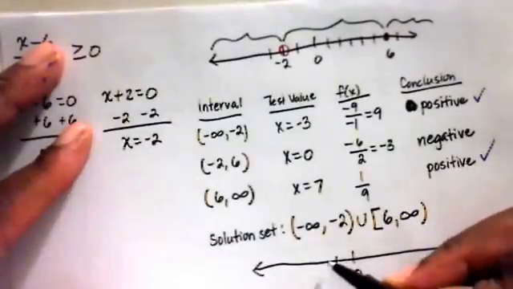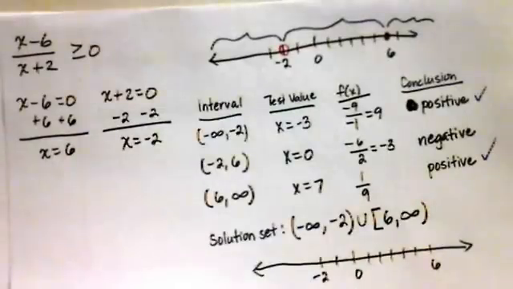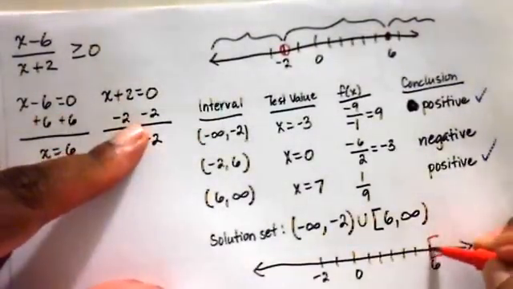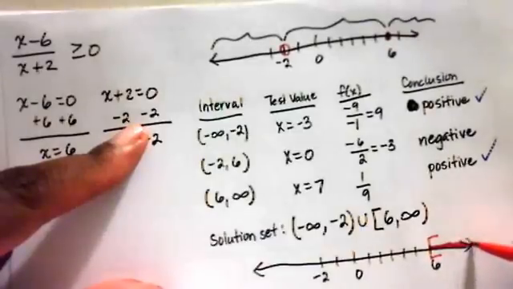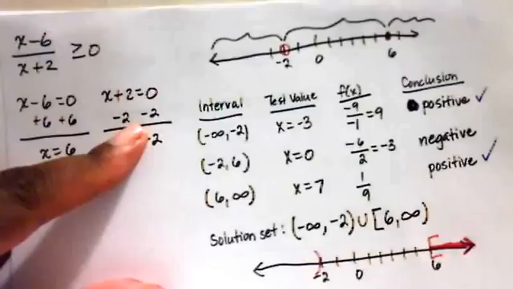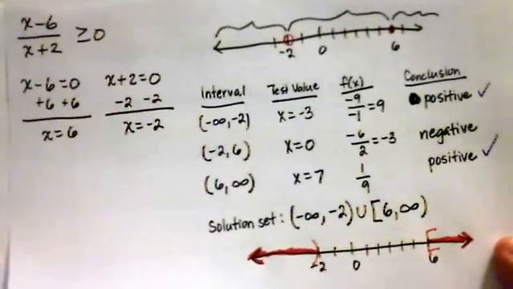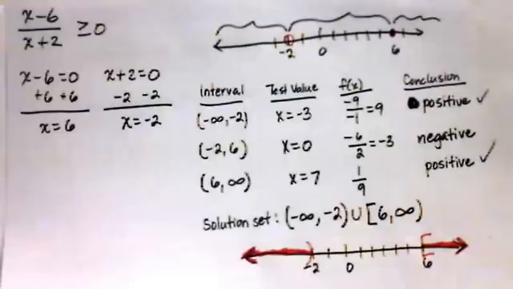So in this case here, this is negative 2. This is 6. And for 6 to infinity, we use a bracket at 6, and we shade everything to the right of 6. Now from negative infinity to negative 2, we use the parentheses at negative 2 and shade everything to the left. Okay, so that's how you'll graph that solution set for x minus 6 divided by x plus 2 is greater than or equal to 0.